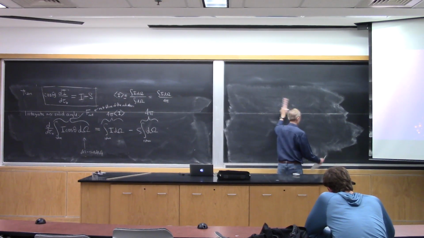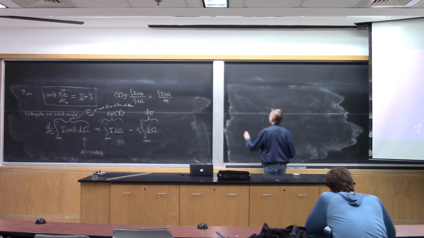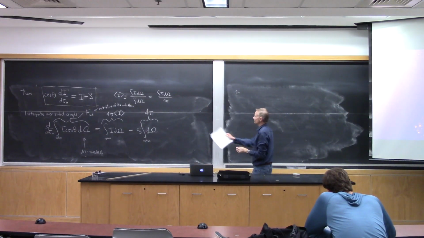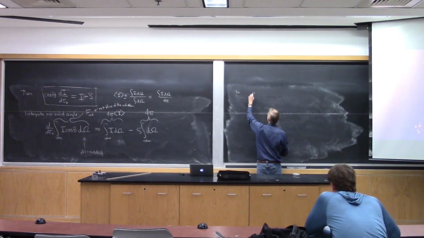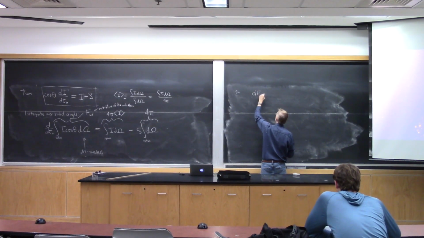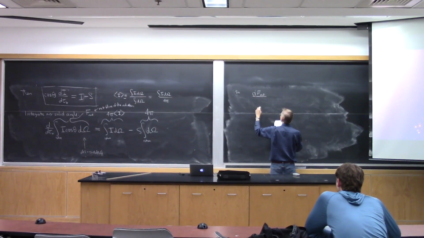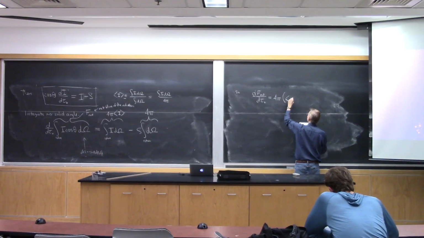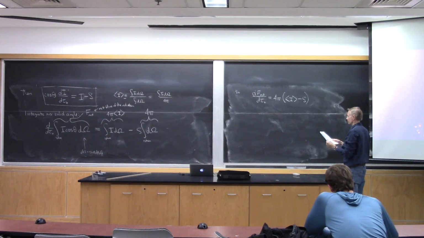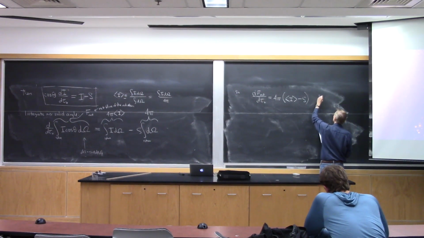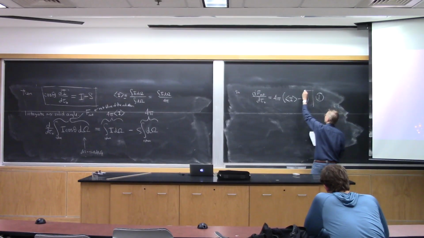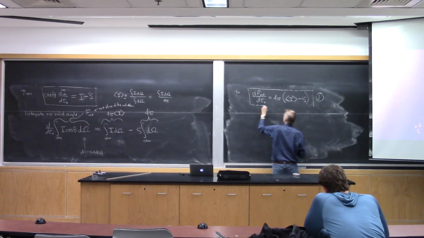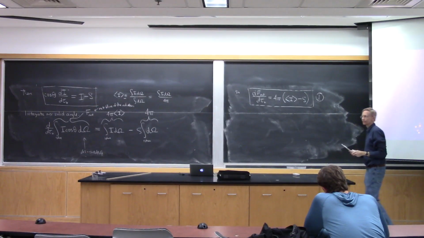Okay, so in other words, what we've discovered is that the derivative of the radiative flux with respect to vertical optical depth is 4 pi times the difference between the mean intensity and the source function. And again, these are integrated over wavelength. So this is so important that it gets a box and it gets called equation 1, because we're going to want to refer back to it.